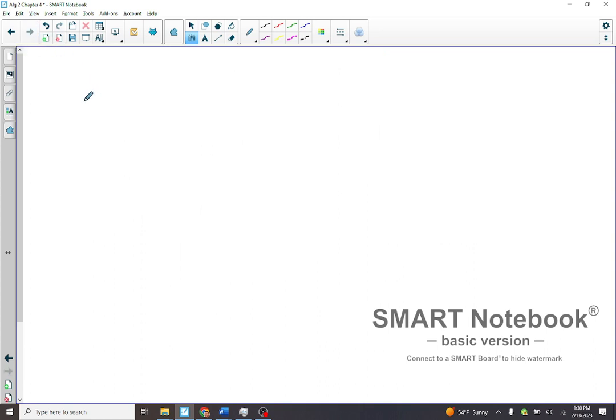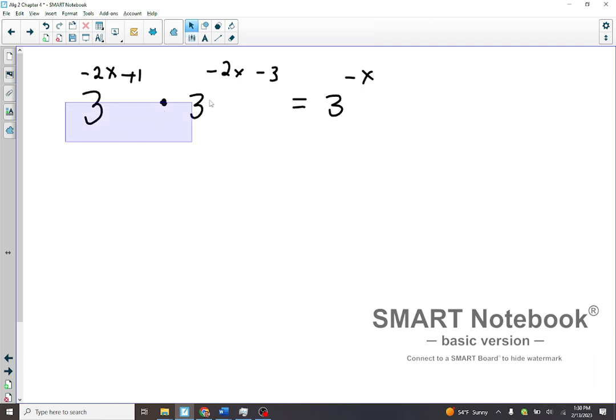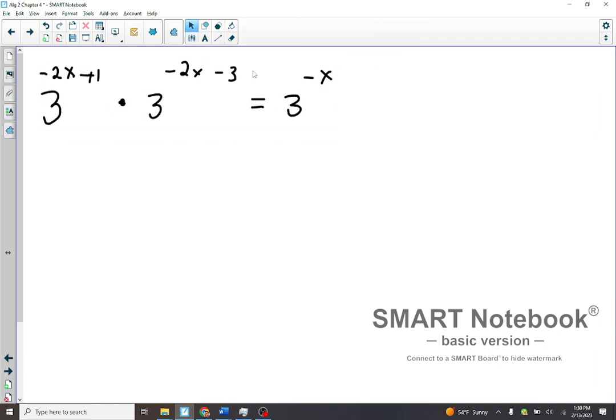Let's do this one. 3 to the negative 2x plus 1 times 3 to the negative 2x minus 3 equals... It's the same. This is the same category, if that's what you're asking. Put that a little bit to the side.